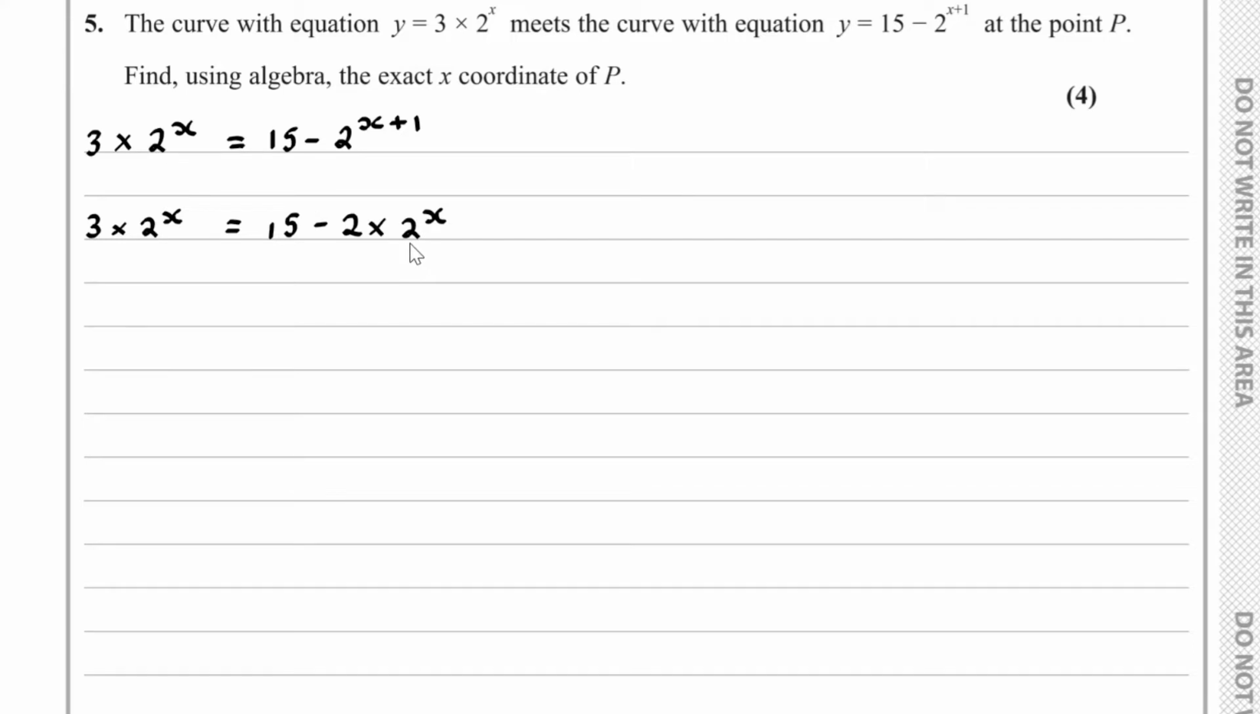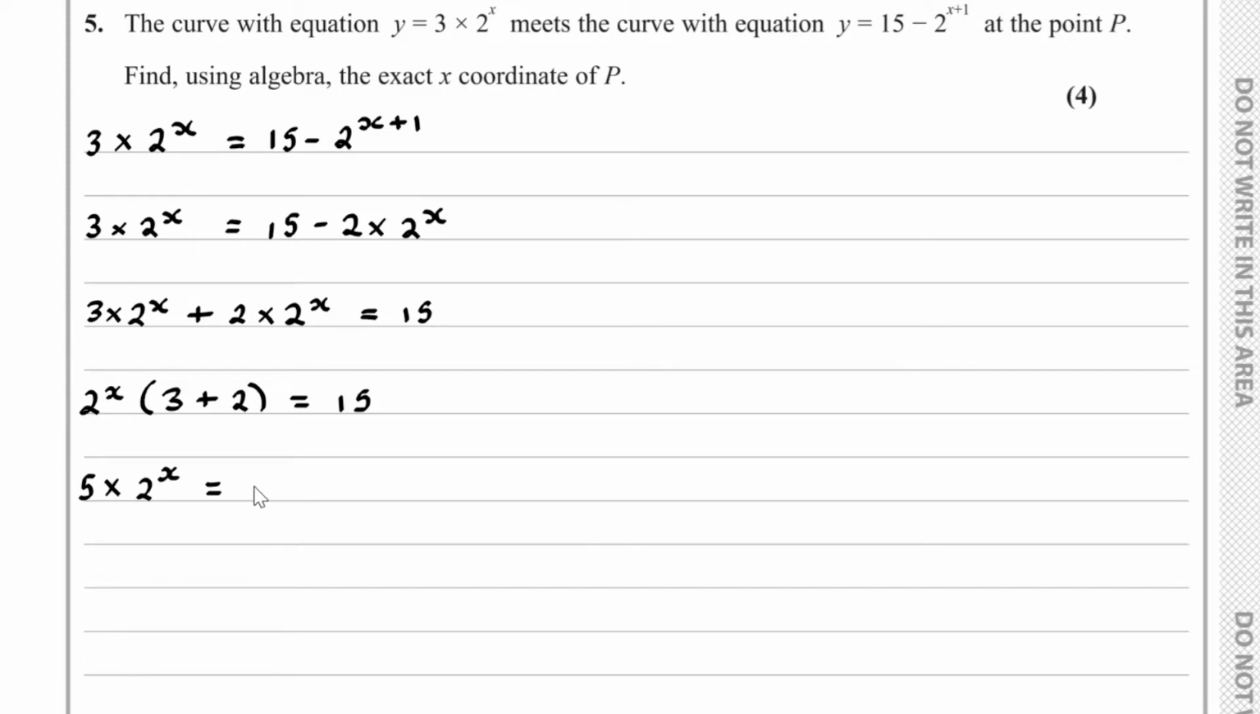So now we can gather all the terms involving an x on one side, everything not involving an x on the other side. So taking this 2 times 2 to the x on the left hand side, we have 3 times 2 to the power of x plus 2 times 2 to the power of x, which is equal to 15. And we can factorize out a 2 to the power of x. So we have 2 to the power of x lots of 3 plus 2, which is equal to 15. So we have 5 multiplied by 2 to the power of x, which is equal to 15.